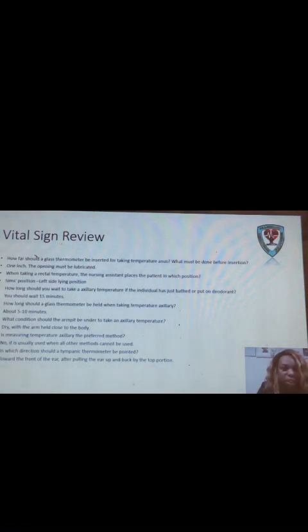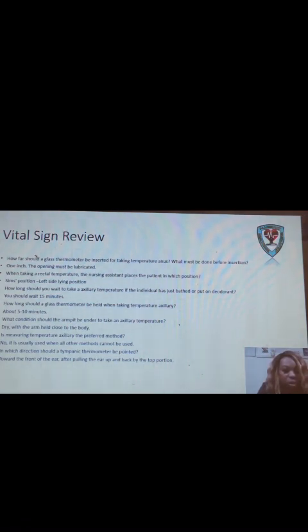How far should a glass thermometer or a thermometer be inserted into the anus? It should be inserted at least 1 inch, and the opening must be lubricated. Once again, if you're taking a rectal temperature, you would insert the thermometer into the anus at least 1 inch. When you're taking a rectal temperature, the position that the patient should be lying in is the Sims position, or the left side lying position.